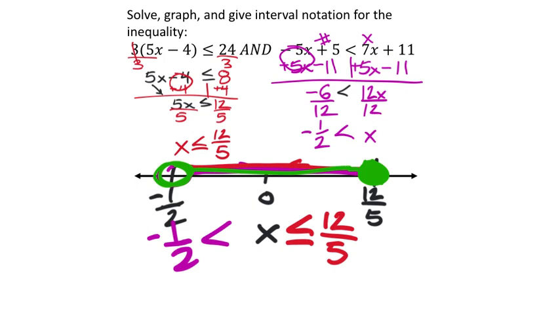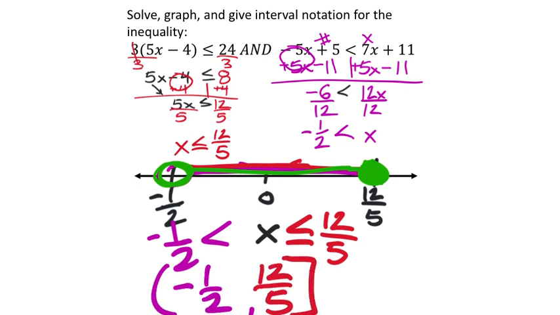And then the interval, pretty much the same kind of thing, starting at negative 1/2. That's where the interval would start. It's not included, and then it would go all the way to 12/5, which is included, so we get a square bracket like this.